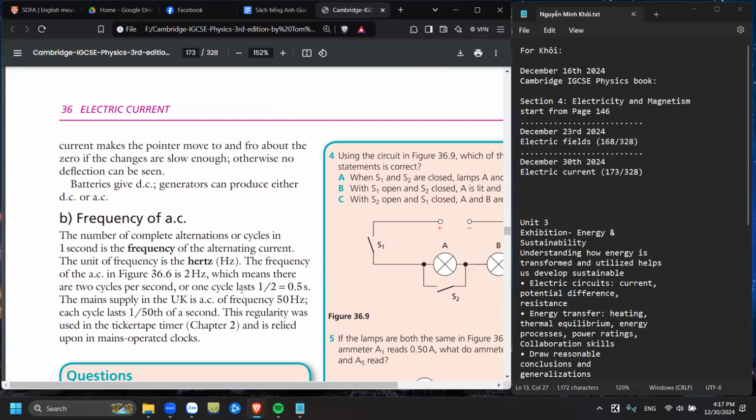So the unit of frequency is the hertz. Hertz is actually the name of a German scientist as well. Hertz.